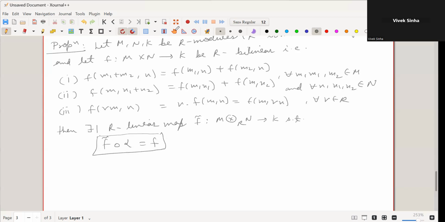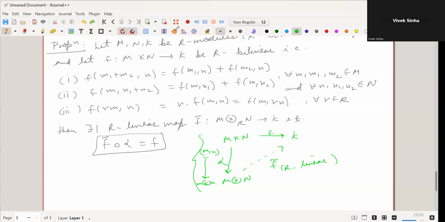Okay. So what's the situation? You have a bilinear map f from M cross N to K, or a bilinear map from M cross N to M tensor N. We have a map alpha. We know that this map sends the tuple (m, n) to m tensor n. Okay, and then this induces a map f tilde, which is R linear. Okay, this is R bilinear.